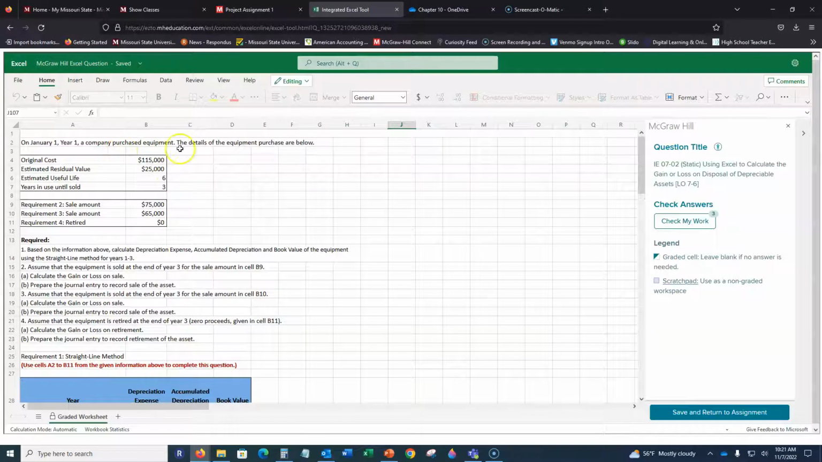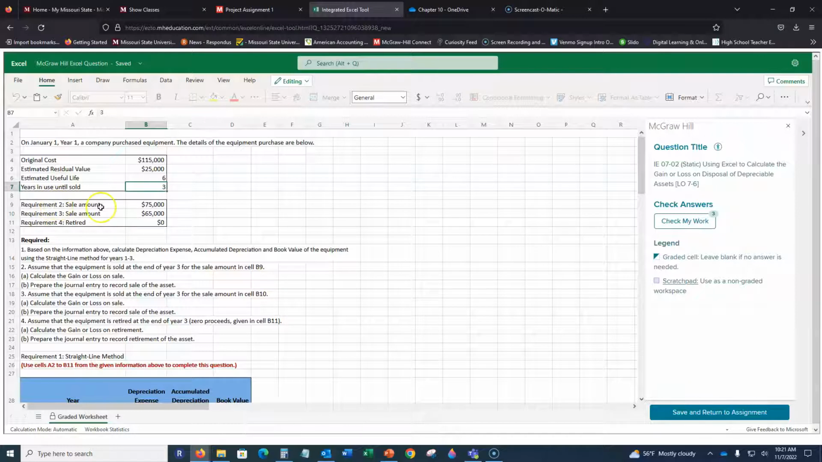So what they give you here is a little bit of information about a company and a piece of equipment that they've purchased. Now this is a depreciation problem. Okay, so they're going to tell you they paid $115,000 for it. We think our residual value is $25,000, and we have an estimated useful life of 6 years, and then we're going to sell it in 3 years, at the end of year 3.